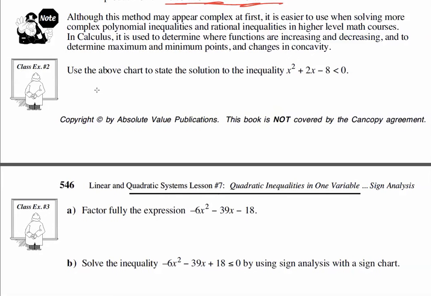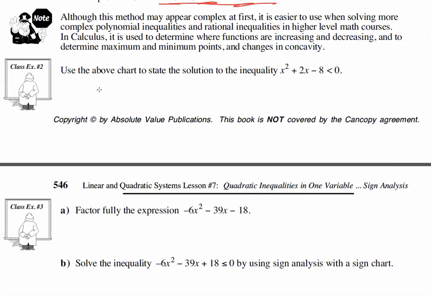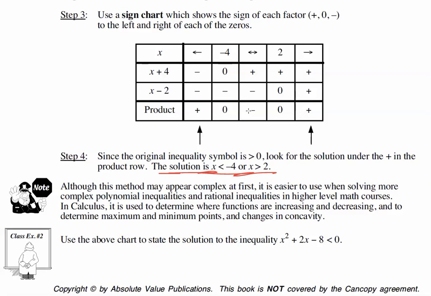So class example number 2 says, use the above chart to state the solution to the inequality x squared plus 2x minus 8 is less than 0. Well, we just did it for when it's greater than 0, so when is it less than 0? It's less than 0 in this interval here. It's negative when x is between negative 4 and positive 2. So this is my solution. I just did that by looking at the chart.